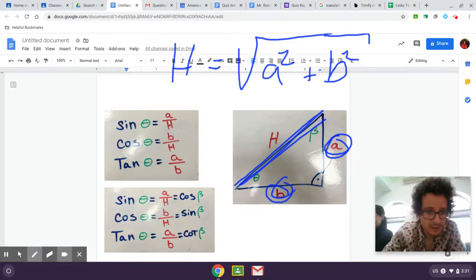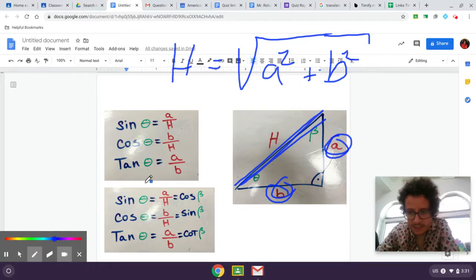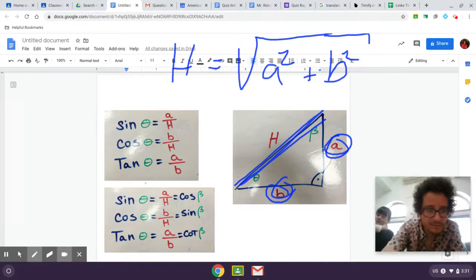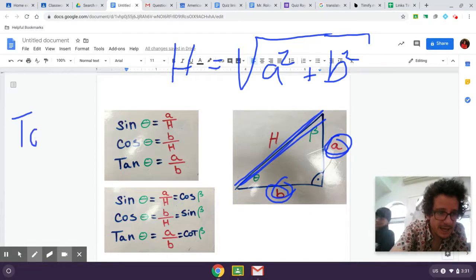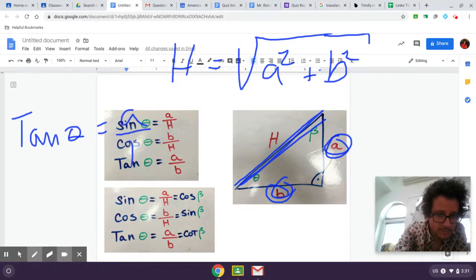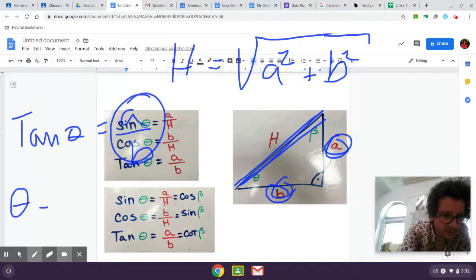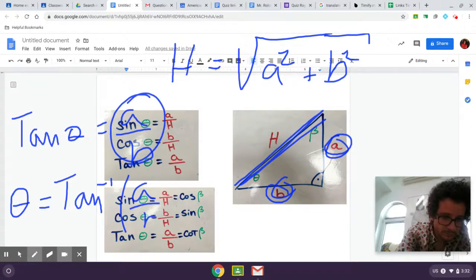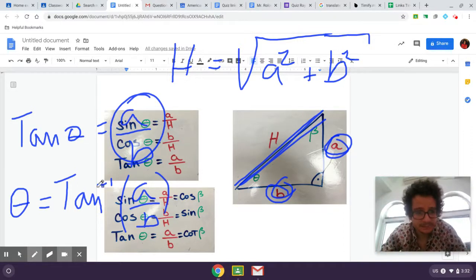There was another video that I uploaded yesterday talking about inverse functions. If we know A and we know B, we can apply the inverse function to this, and we will have the angle. That's it.